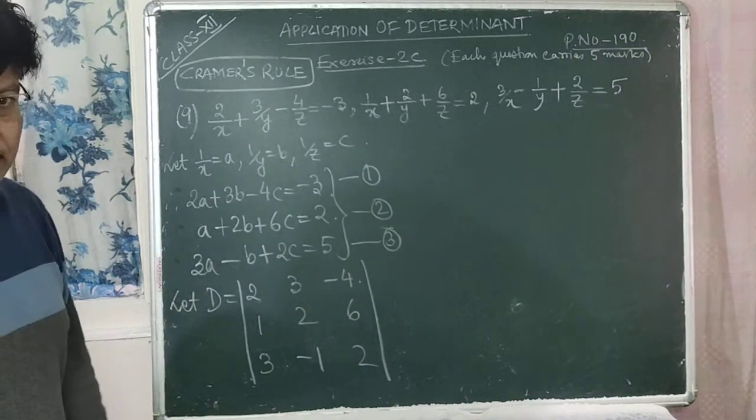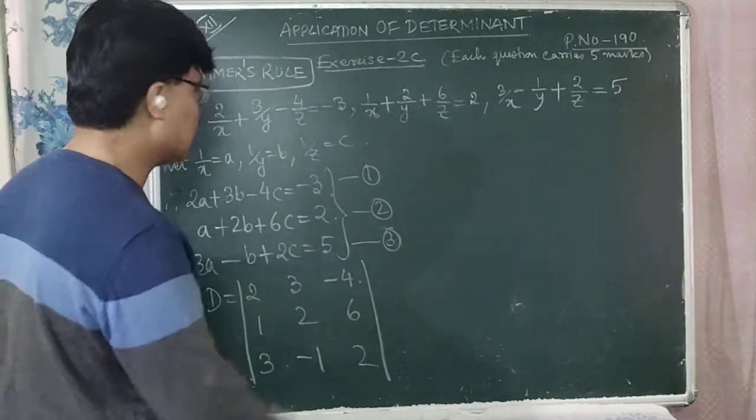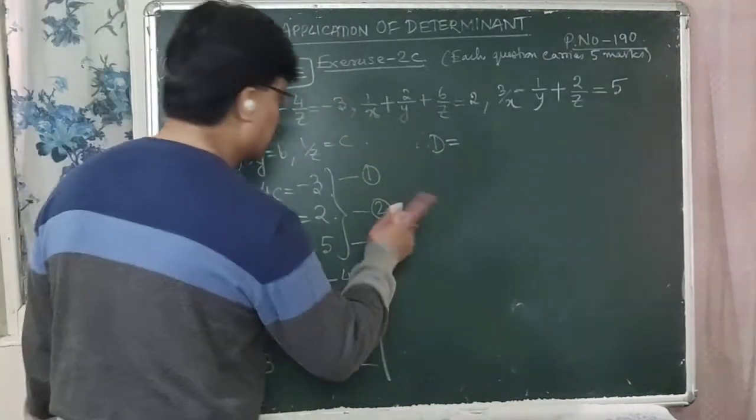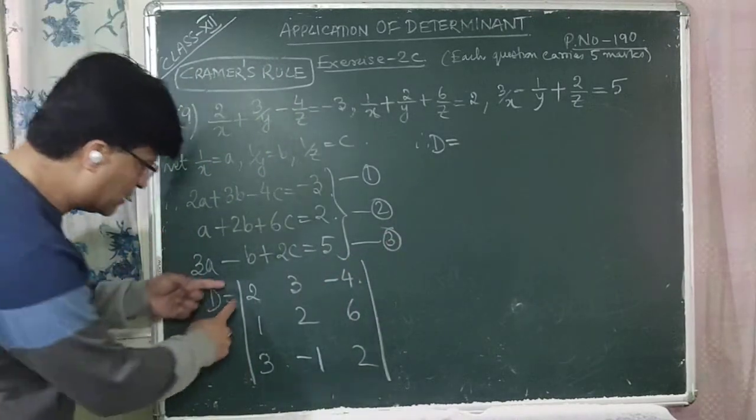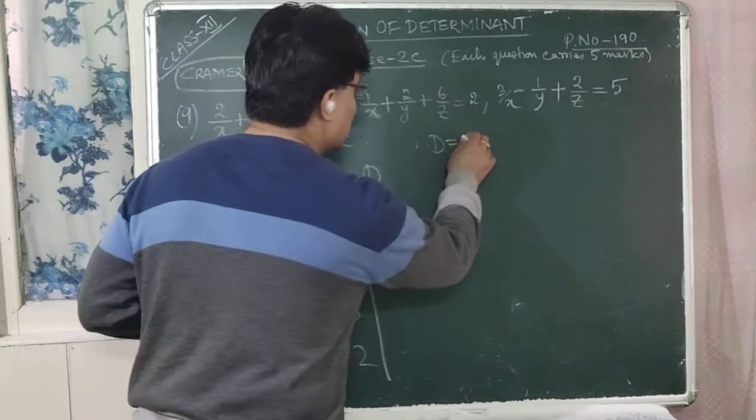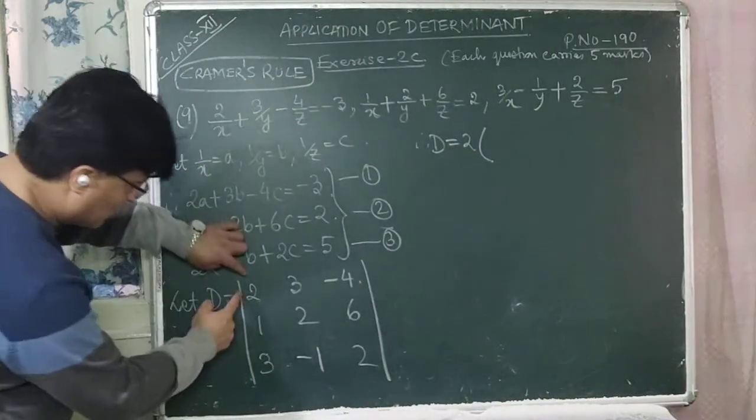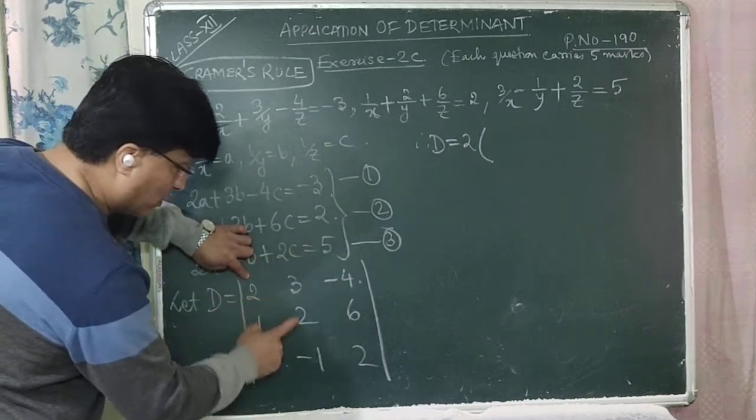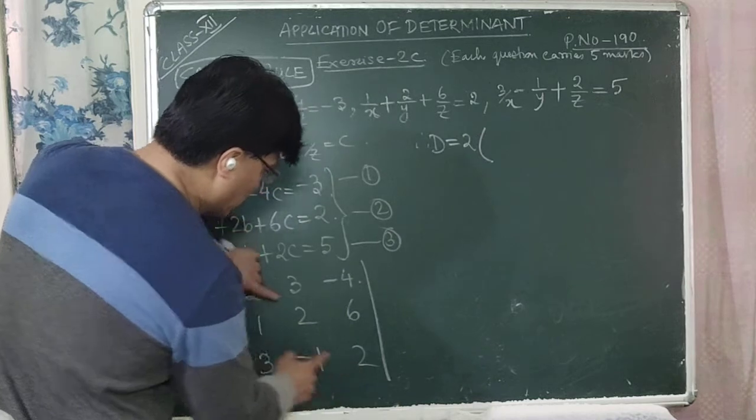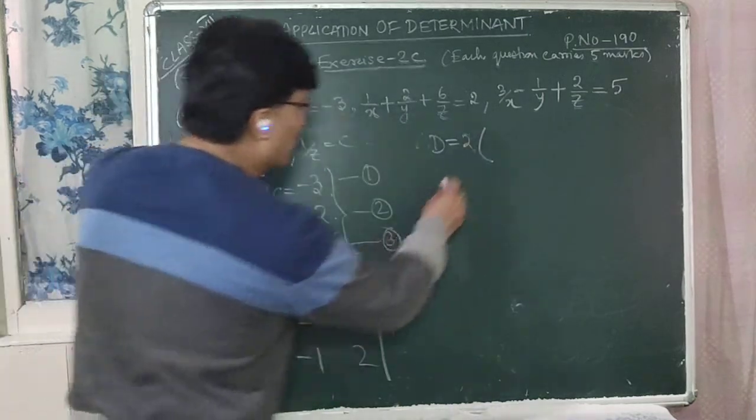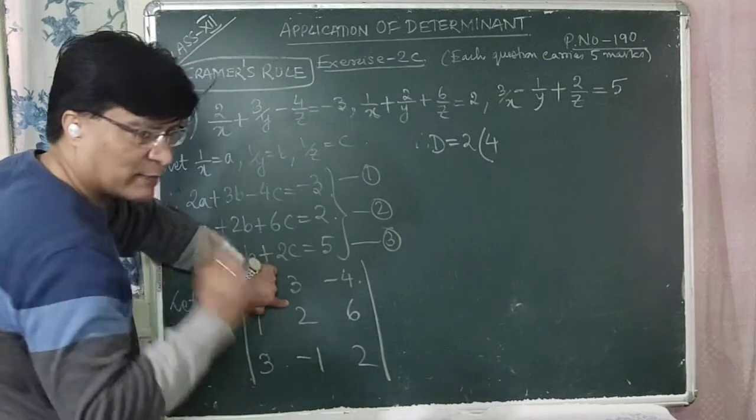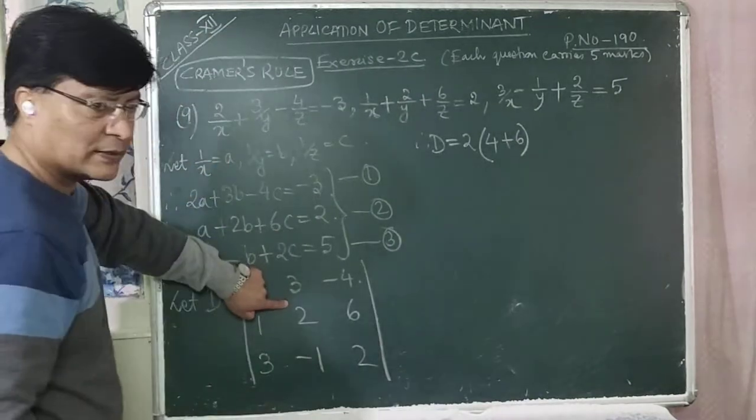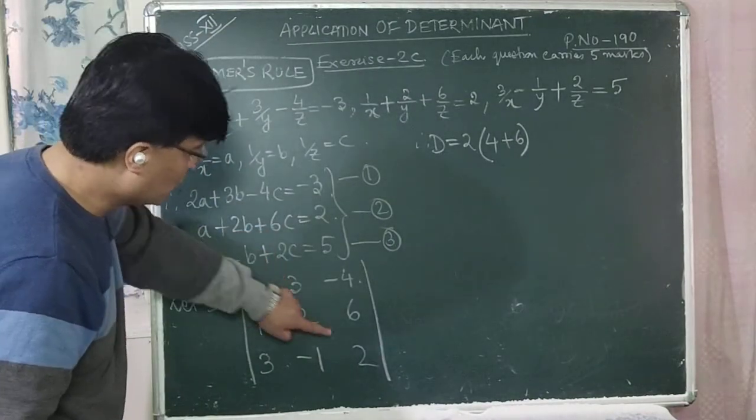Let us expand it with respect to the first row. The method is plus, minus, plus. So D is equal to 2 within bracket. Delete the row and the column through the element 2, that is first row and first column. What remains is 2, 6, minus 1, 2. Cross multiply: 2 by 2 is 4, then minus 1 into 6 is minus 6, but there is a minus sign, so minus into minus is plus 6. So it is 2 into 4 plus 6.